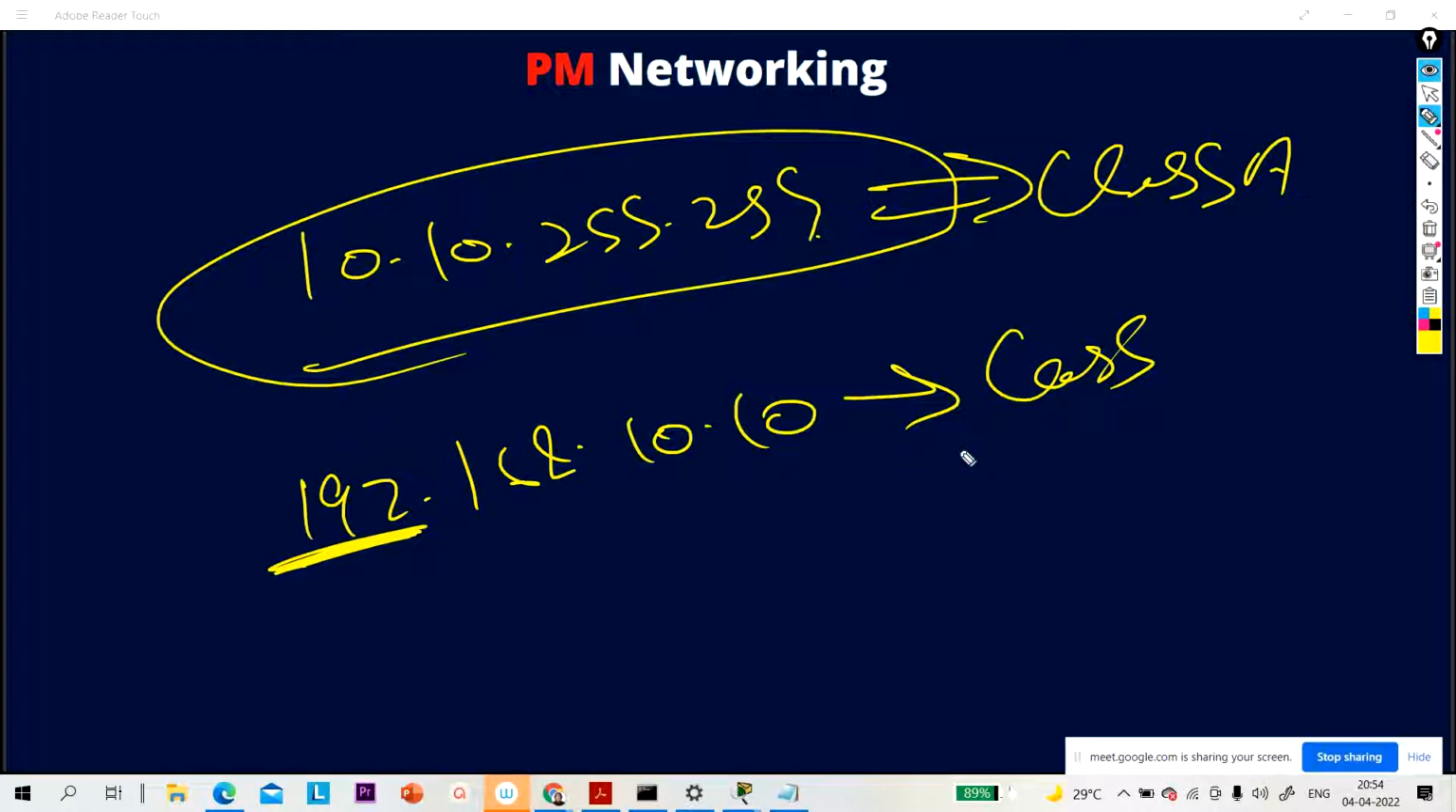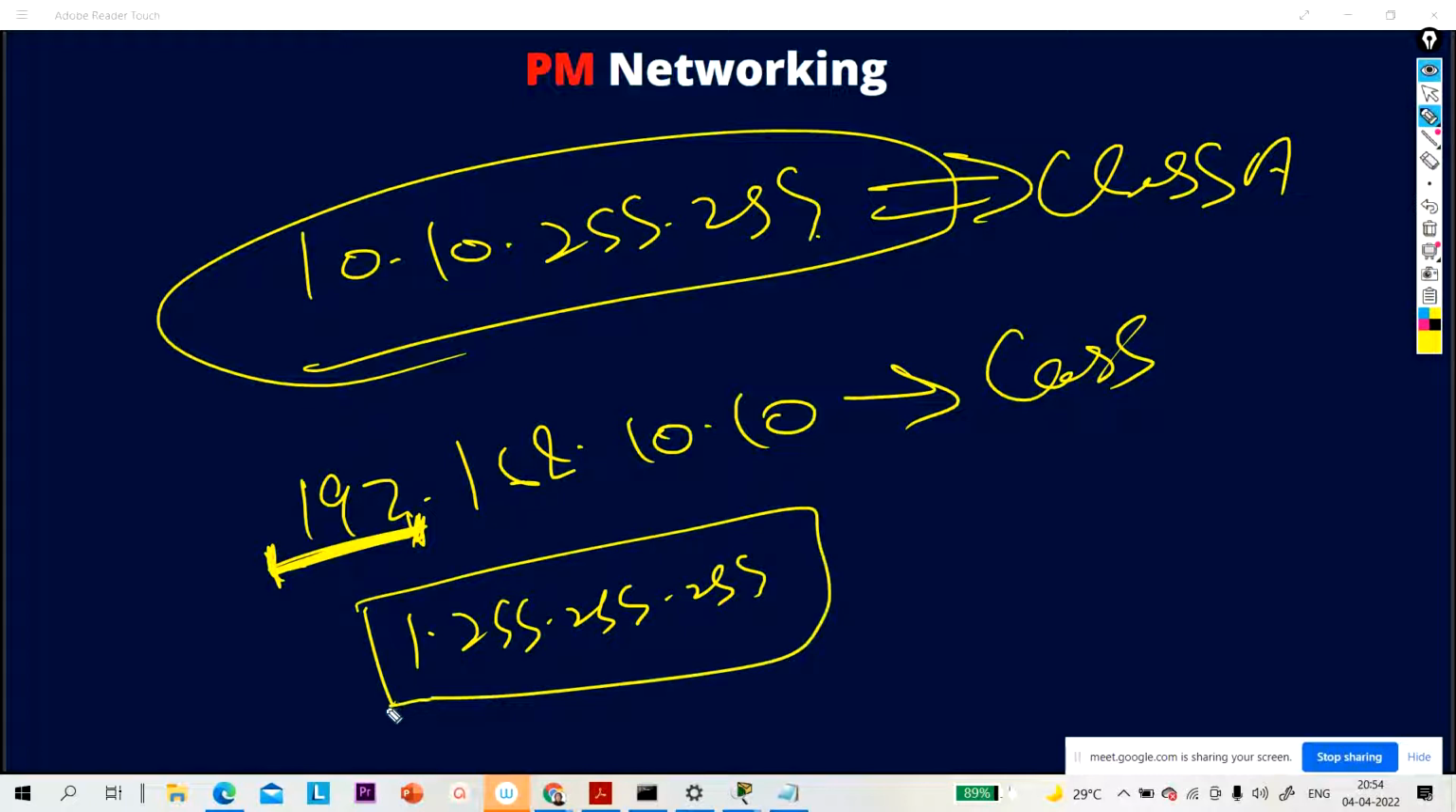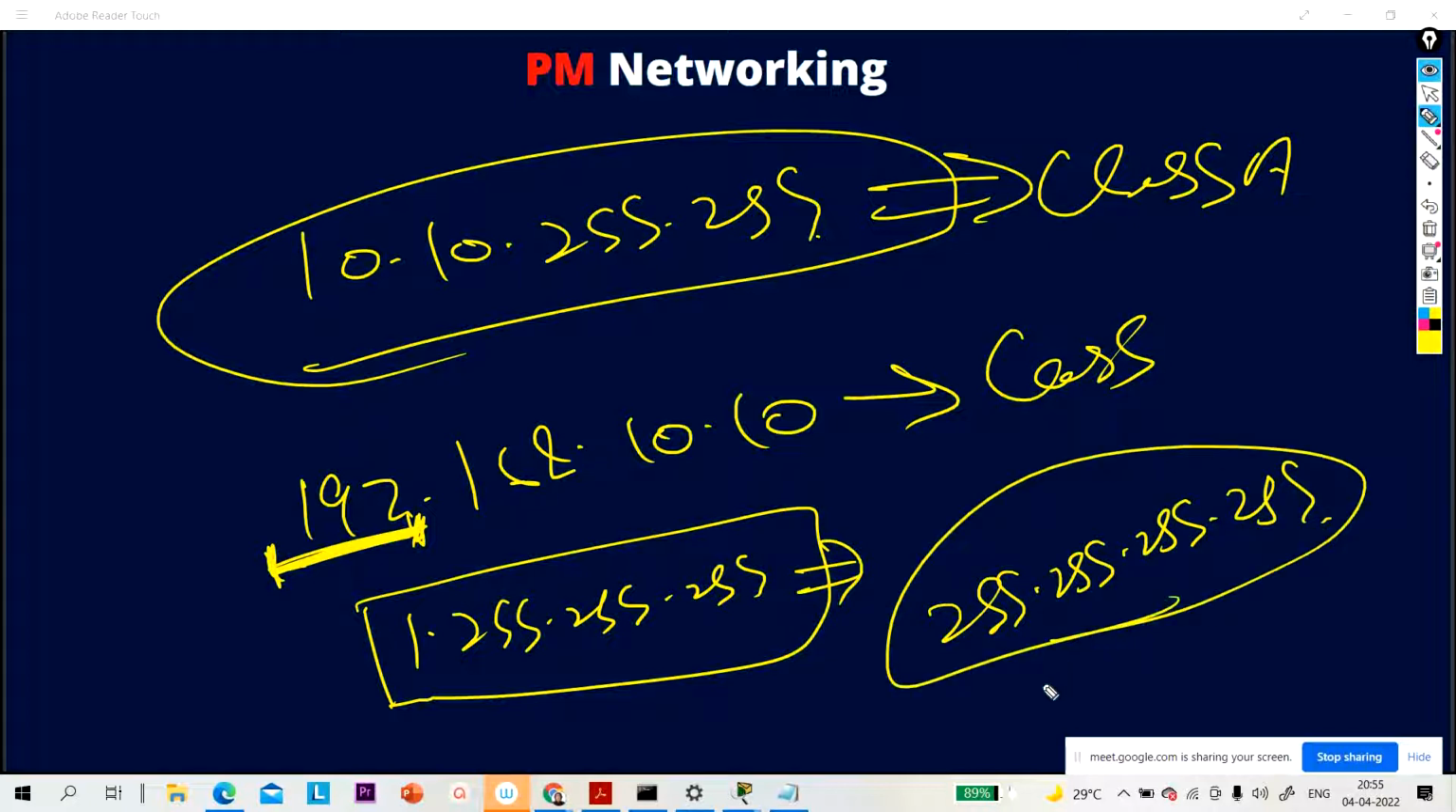So you are identifying the class on the basis of the value present in the first octet only, right? 1.255.255.255 belongs to which class? Class A. And 255.255.255.255 belongs to which class? Class E.